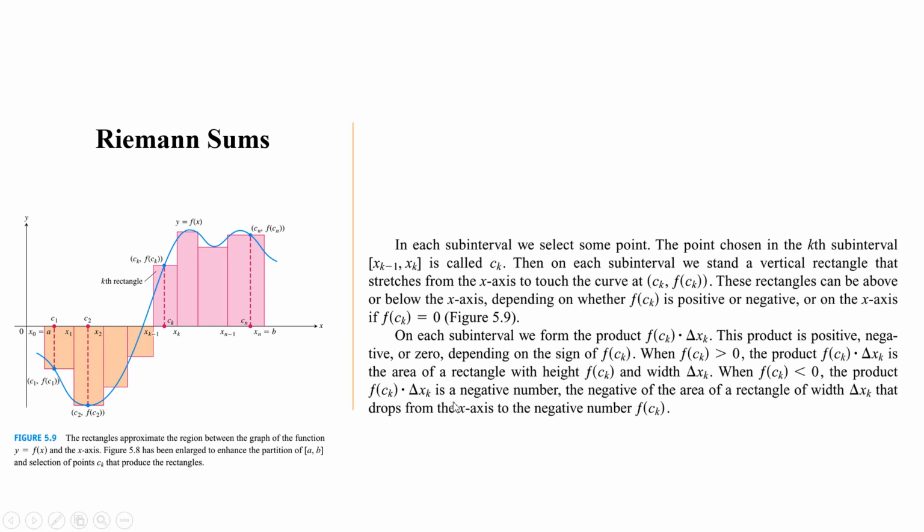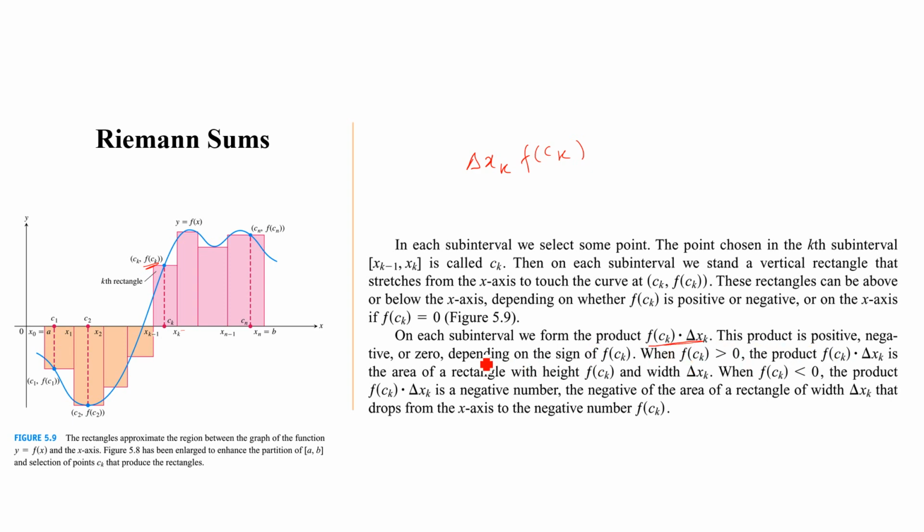So we now have the length of the kth interval, delta xk, and we have a point in the kth interval, ck, at which the height of the rectangle is f of ck. So the area of the kth rectangle is delta xk times f of ck. So on each interval we form the product f of ck times delta xk.